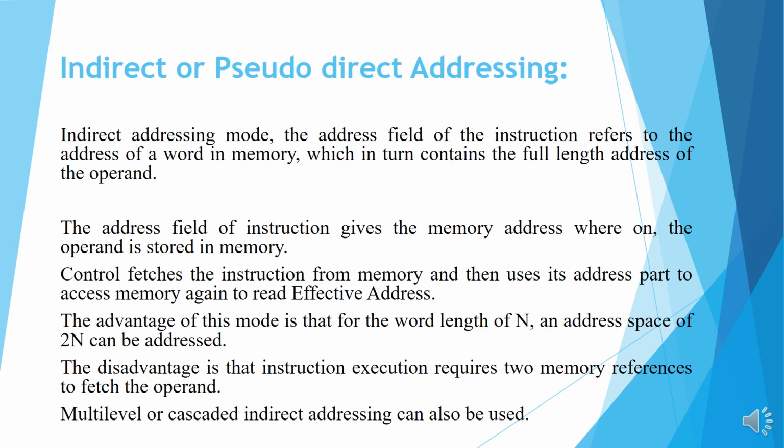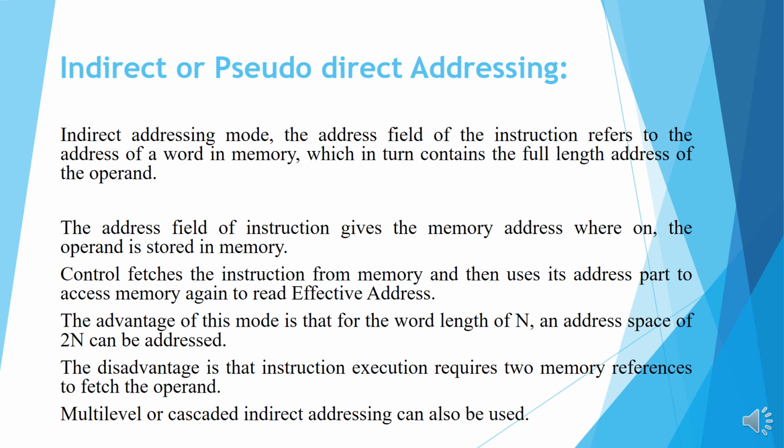Then indirect addressing. In the indirect addressing mode, the address field of the instruction refers to the address of a word in memory, which in turn contains the full-length address of the operand. The address field of the instruction gives the memory address where the operand's address is stored in memory.